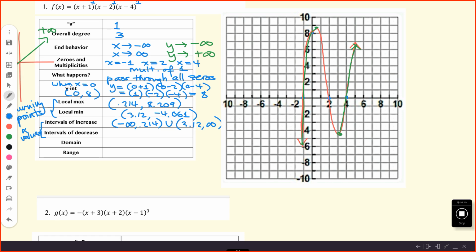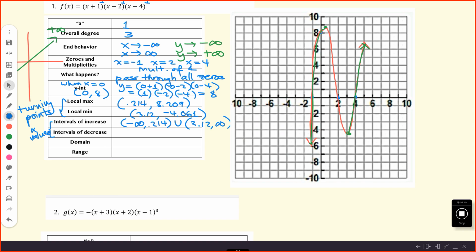Please dismiss students in Grace and Frost homeroom, the driver's ed hallway. For pictures, Grace and Frost.